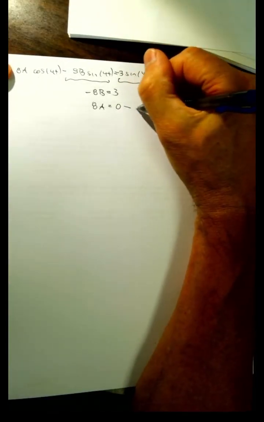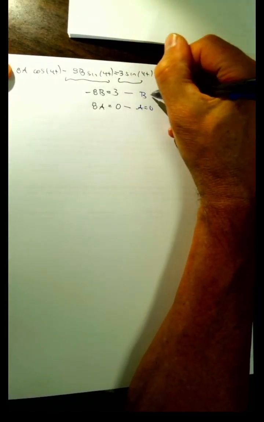So at this point, what do I have? I have 8a cosine 4t minus 8b sine 4t is 3 sine 4t plus 0 cosine 4t. The sine terms have to match, so this is minus 8b equals 3. The cosine terms have to match, which says that 8a is 0. This says a is 0. This says b is minus 3/8.